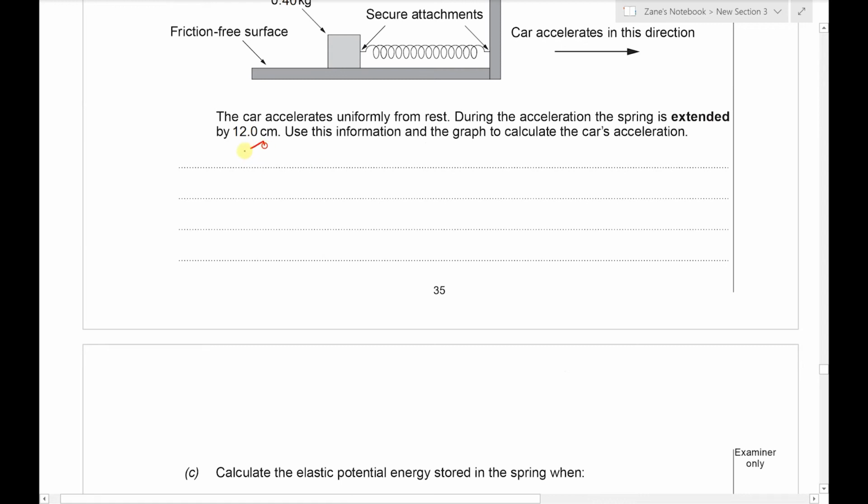So if the resultant force is 0.6 newtons, then we can apply sigma F equals ma, or a equals sigma F over m, to find the acceleration. So sigma F was 0.6 newtons, the mass was 0.4 kilograms, and that's going to give us 1.5 meters per second squared. This question was actually a unit mark question, so you'd have dropped the mark if you'd forgotten meters per second squared.